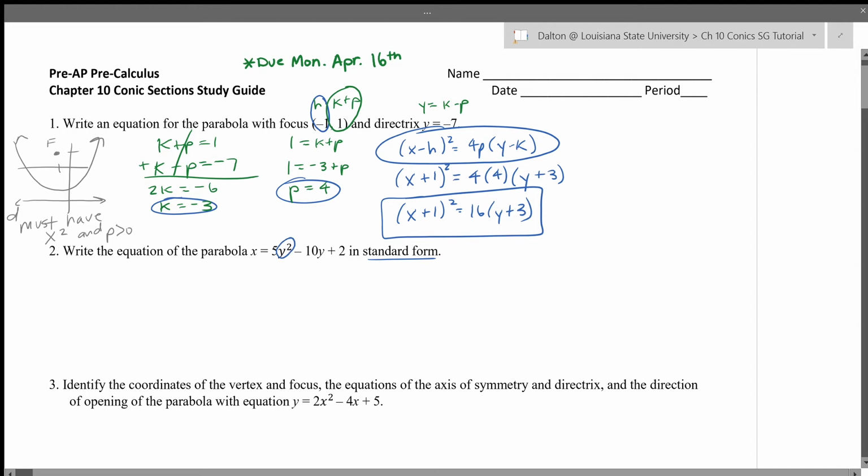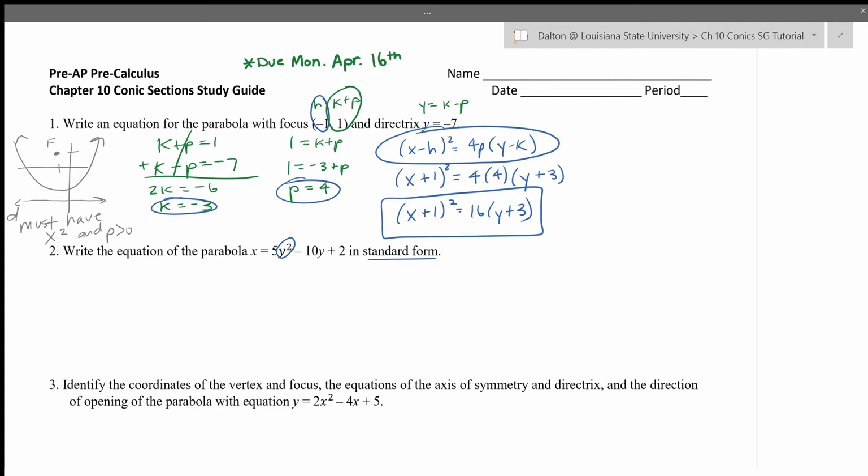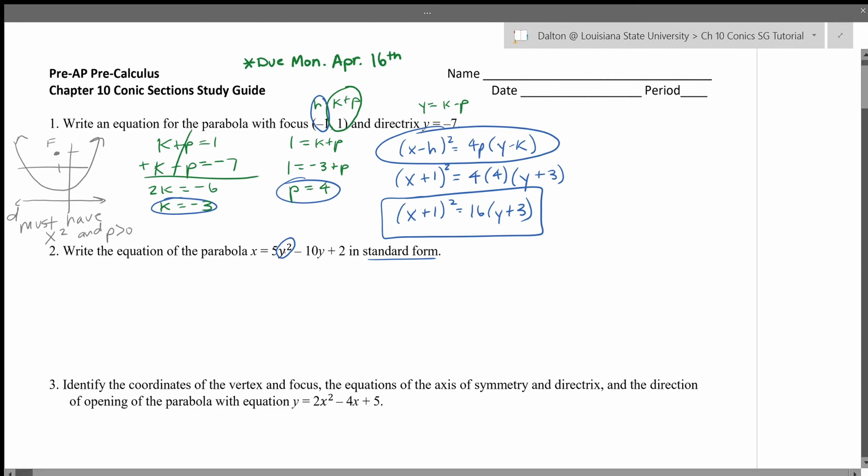So that means I want to isolate all of my y's to one side of the equal sign. So I'm basically just going to leave these two y terms where they are and move that 2. So if I do that, I get x minus 2 is equal to 5y squared minus 10y.